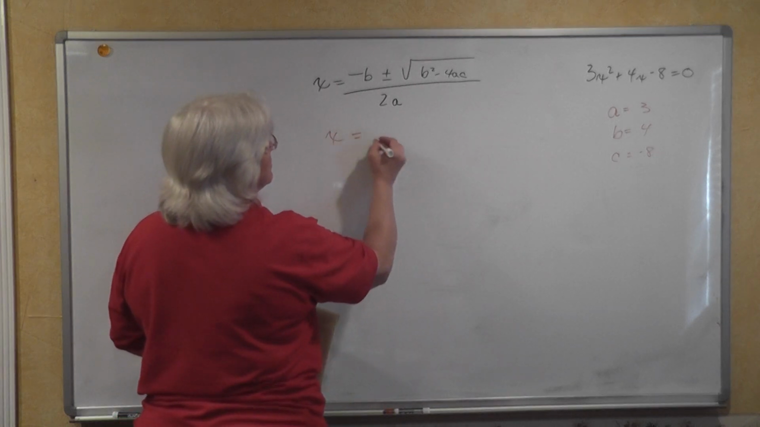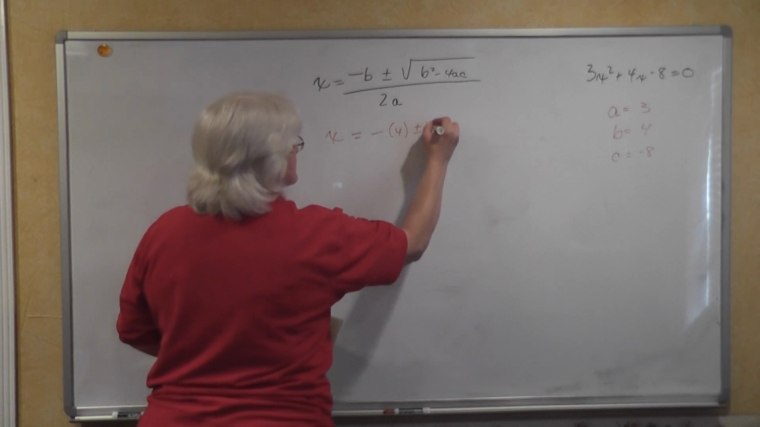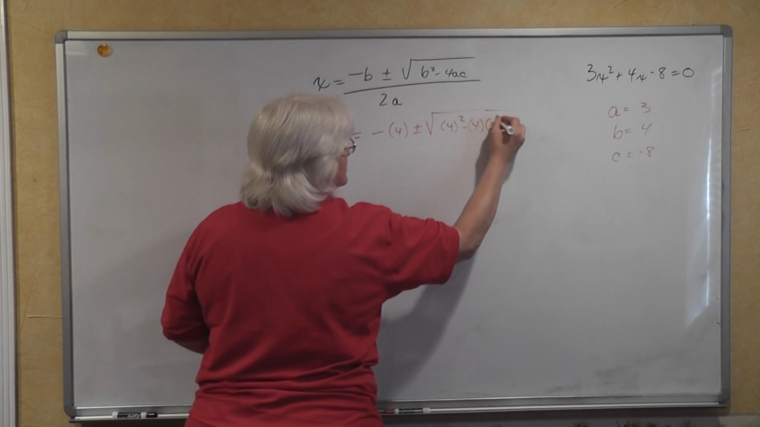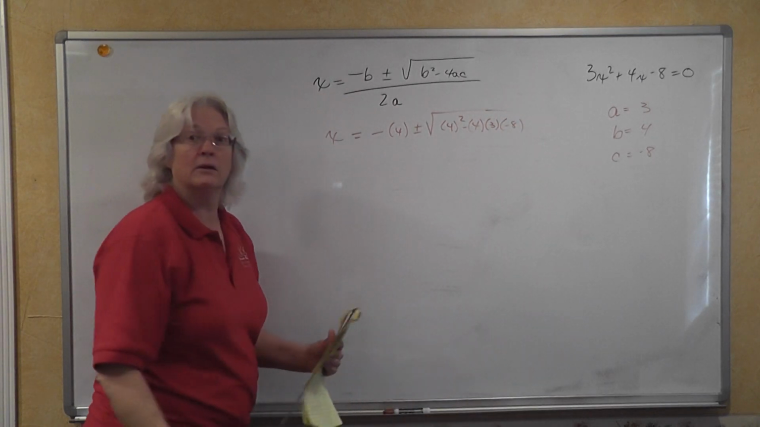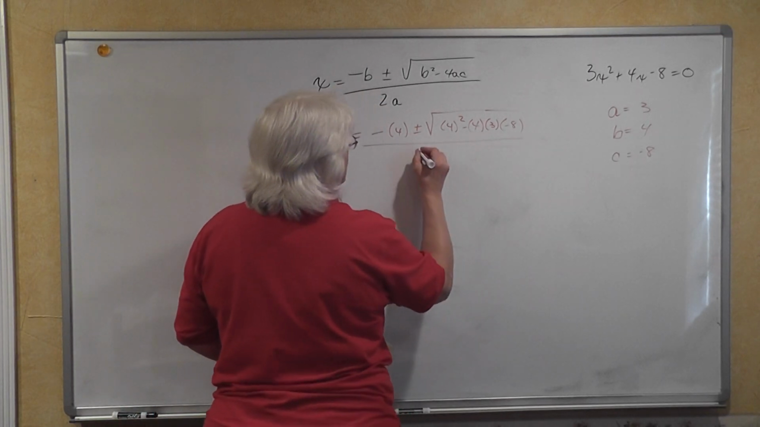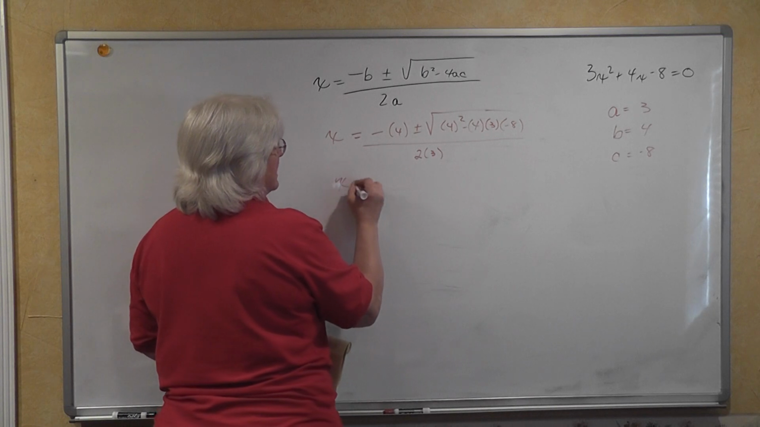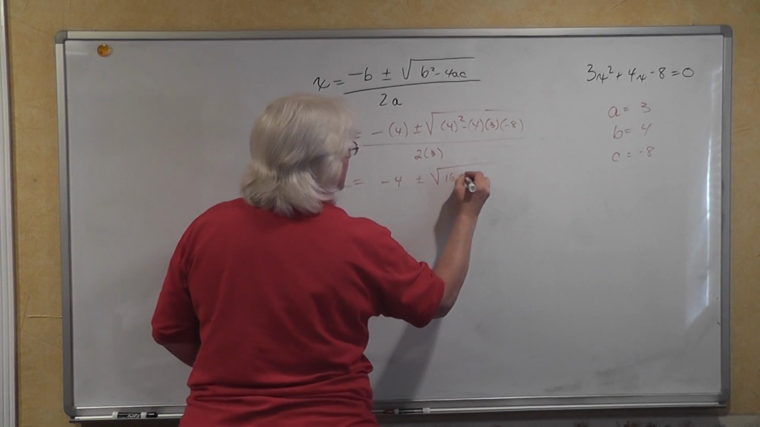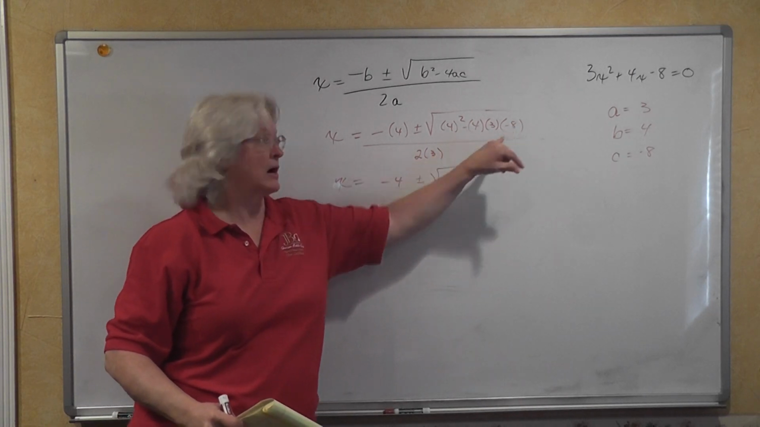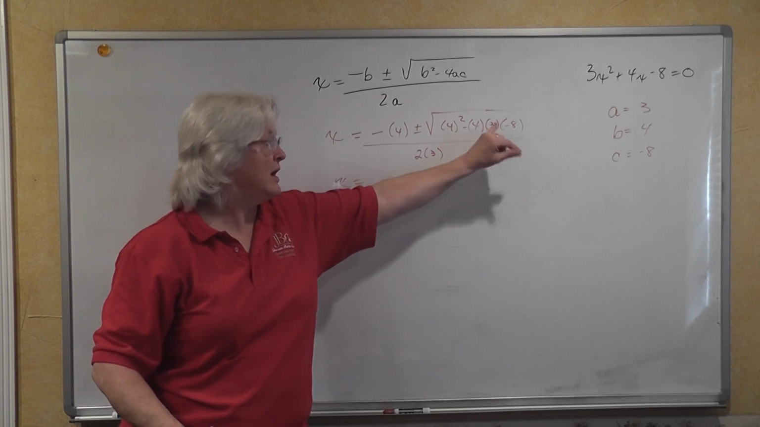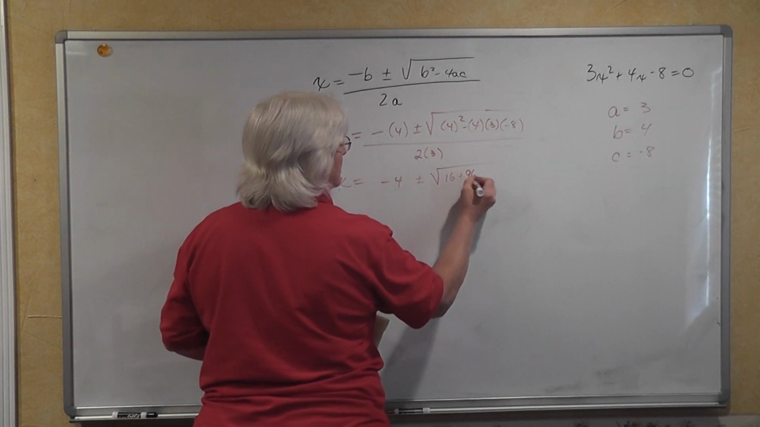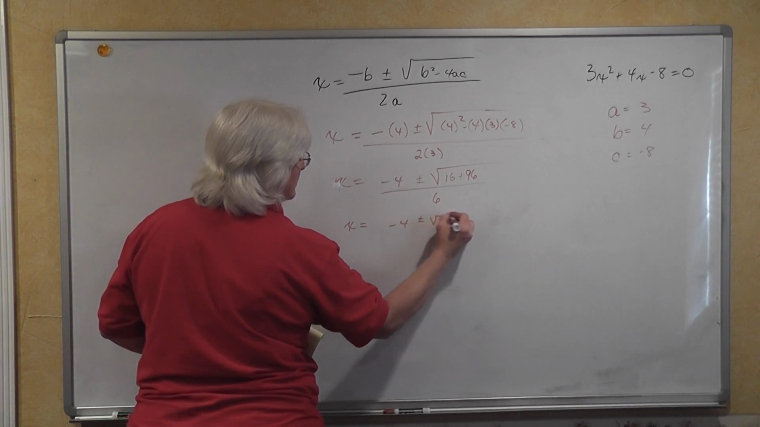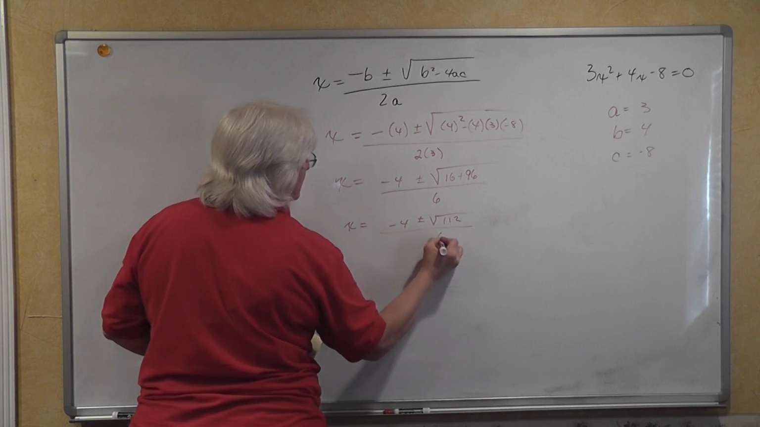x is equal to the opposite of 4 plus or minus the square root of b squared, which would be 4 squared minus 4 times a, which is 3, times c, which is a negative 8. All of that divided by 2 times a, which is 2 times 3. X is equal to the opposite of 4, or negative 4 here, plus or minus the square root of 16 plus, we have negative times negative is positive, 4 times 3 is 12, 8 times 12 is 96. All of this divided by 6. X is equal to negative 4 plus or minus the square root of 112 divided by 6.